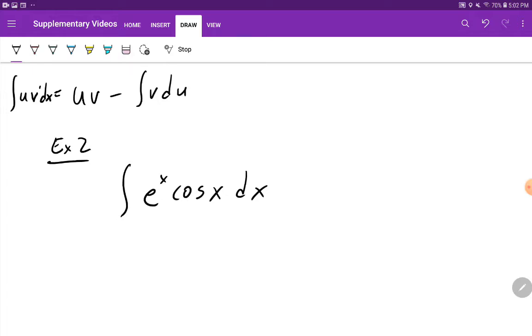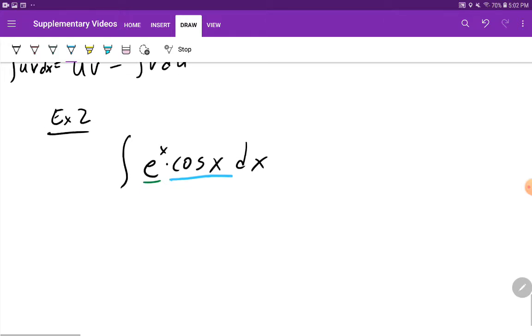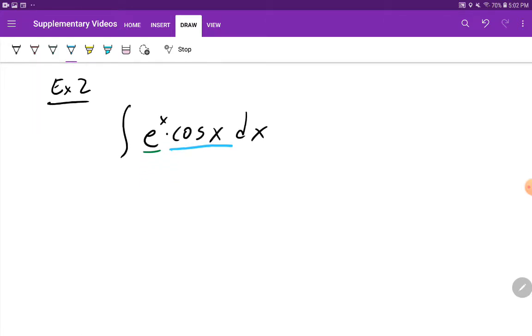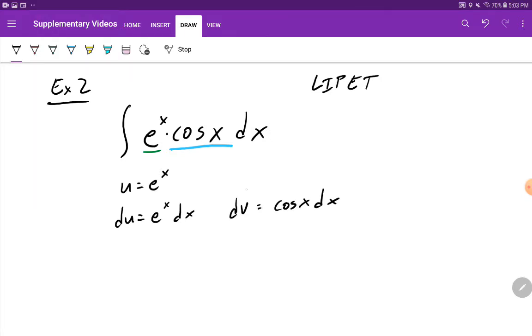So u sub's out the window. It's a product of two things. So you're like, okay, I'm thinking this might be integration by parts. However, if you run the whole LIPET thing that we talked about in class, the order on how to choose u, you're going to find that u is going to be e to the x, du should be e to the x dx, and then dv is going to equal cosine of x dx, and then v is going to equal sine of x, right?